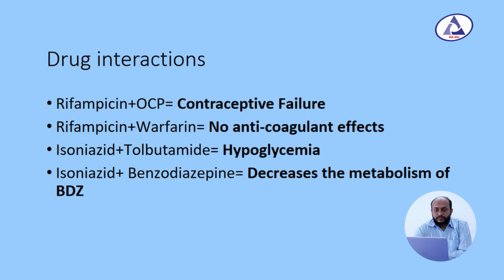Now there are some drug interactions that occur during the use of anti-TB drugs. If we use rifampicin along with oral contraceptive pills, there may be contraceptive failure as rifampicin is an enzyme inducer. Now, rifampicin and warfarin. If we use rifampicin with warfarin, there will be no anticoagulant effect because rifampicin acts as an enzyme inducer. Now, isoniazid and tolbutamide. Isoniazid is an enzyme inhibitor, so there will be hypoglycemia. Isoniazid plus benzodiazepine: there is decreased metabolism of the benzodiazepine.